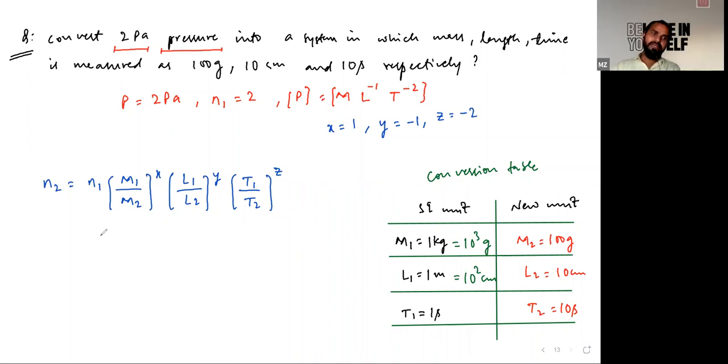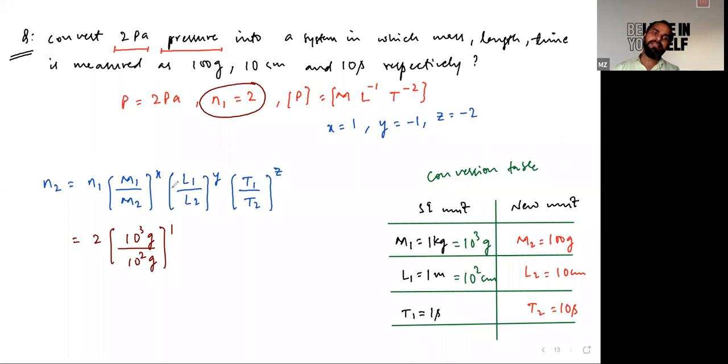Just see how to simplify it. N1 is nothing but 2. So just put the value of N1 here. M1 is 10 to the power 3 gram. So we can write 10 to the power 3 gram divide by M2, which is 100 gram. So it will be 10 to the power 2 gram and whole to the power X, which is just 1. So this is all about M.